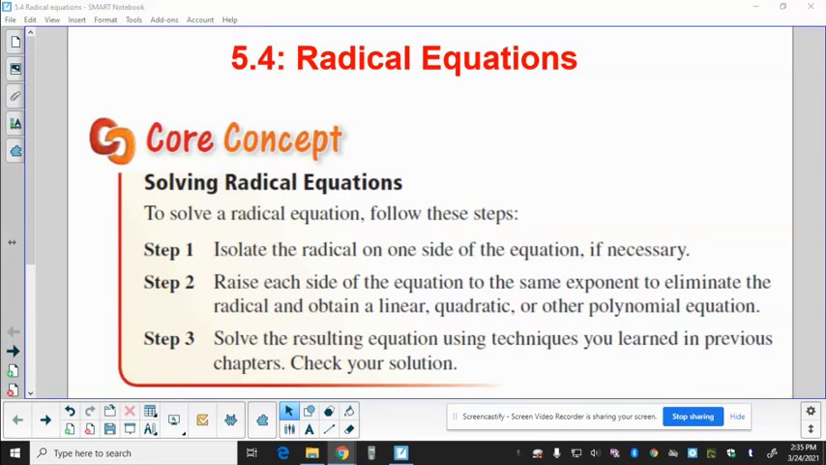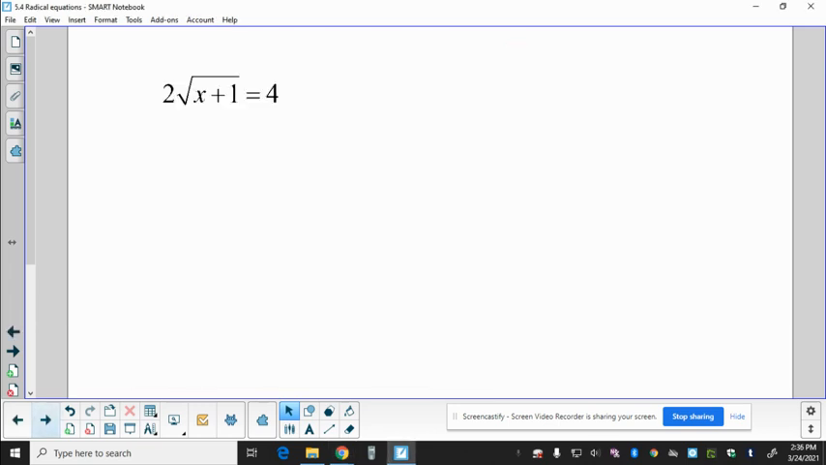Okay, let's go ahead and start with today's lesson, section 5.4 on radicals and solving equations with those. So go ahead and look at these steps, and those are helpful hints as to how we're going to go about solving. So let's go ahead, now that we've read those, and move on to an equation.